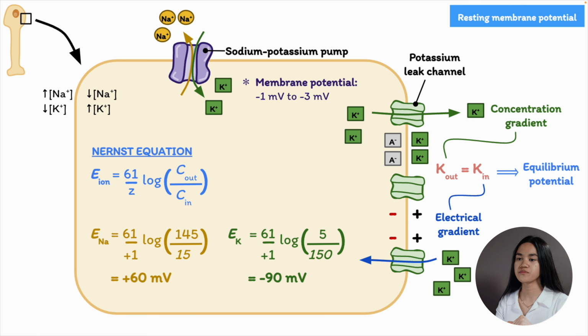An ion's equilibrium potential is the point where its concentration gradient equals its electrical gradient, and we can calculate this using the Nernst equation. Therefore, based on each ion's relative permeability, the resting membrane potential of the cell equals the total of the equilibrium potentials of each individual ion. That's resting membrane potential. Let's move on to graded potentials.